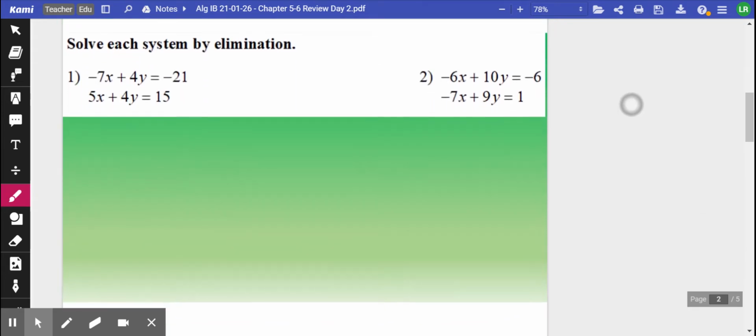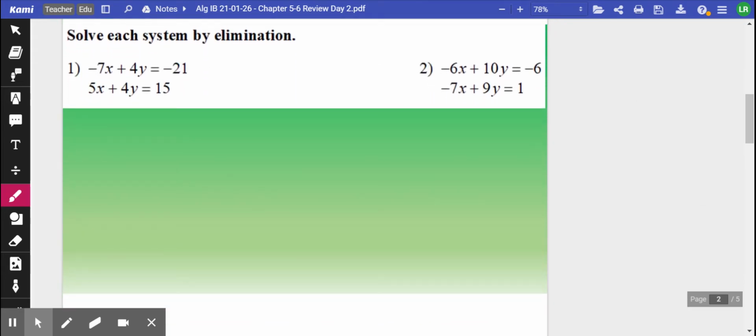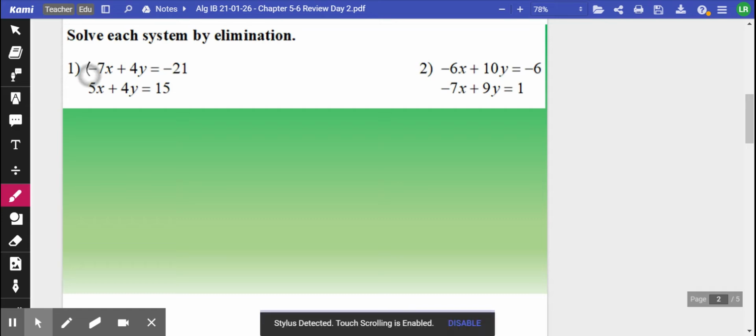So I want you to pause the video and try these two problems using elimination. Okay, now remember with elimination, this is the one we are worried about opposites. So the first thing that we check, my x's here don't add up to 0. My y's do not add up to 0. Okay, so I have to make opposites.